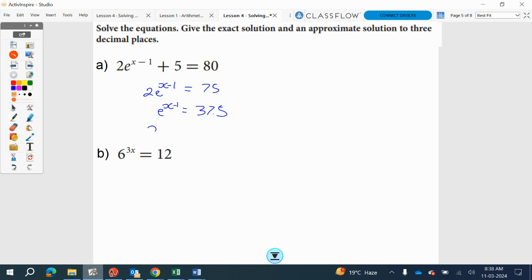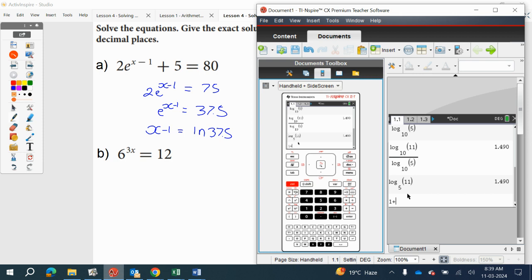Take natural logarithms of both sides. x minus 1 is equal to ln 37.5. Now be careful with your minus 1 when we add 1 to this. If I add 1, it could look like it's inside the logarithm, so why don't I just write it as x is equal to 1 plus ln 37.5. It's less ambiguous when we read it. And then approximate on your calculator. 1 plus ln 37.5.